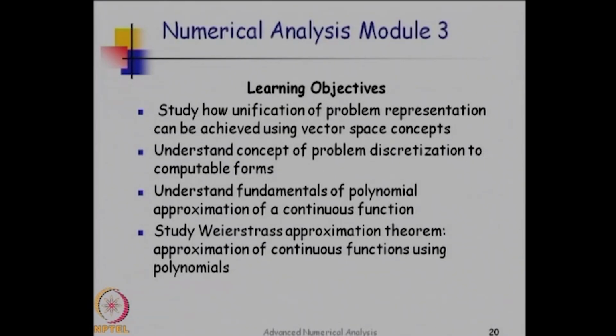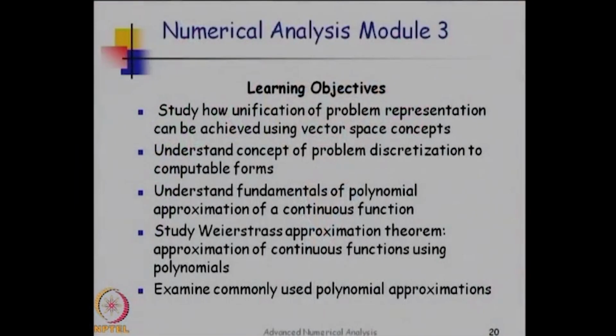It does not tell you which polynomial to use, it just tells you the existence of such a polynomial approximation. It is up to us to construct the polynomial approximations, but the study of Weierstrass theorem, very briefly, will give you the foundation of how this whole business is done of approximating or transforming the original problem into a computable form. So we will very briefly look at the Weierstrass approximation theorem, and then one by one start looking at commonly used polynomial approximations.